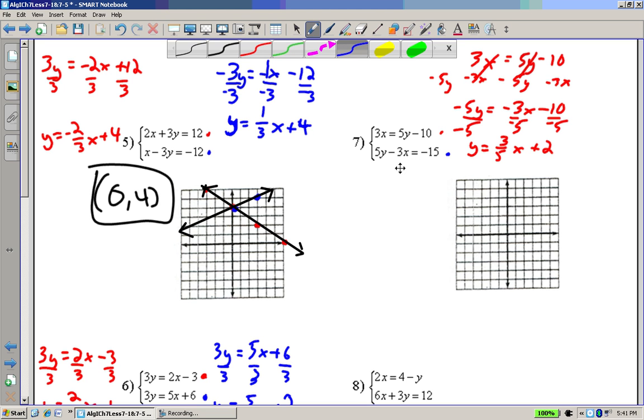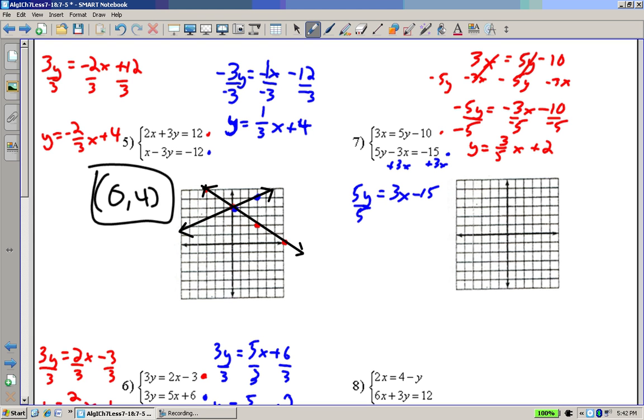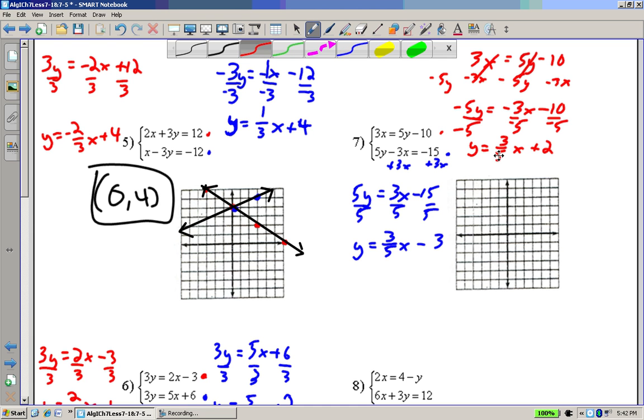Now let's try the blue. Add 3x to both sides. We have 5y equals 3x minus 15. Divide by 5. Y equals 3/5 x minus 3. And now let's graph these. With the red one, we're going to go up 2 to the y-intercept. We're going to rise 3, run 5. And go the other way. Went up 3 and to the right 5. Now we're going to go down 3 and to the left 5.